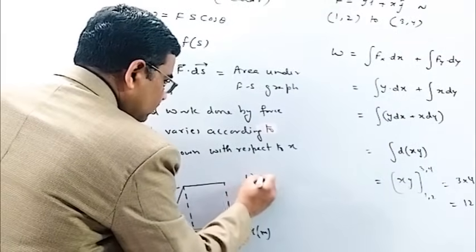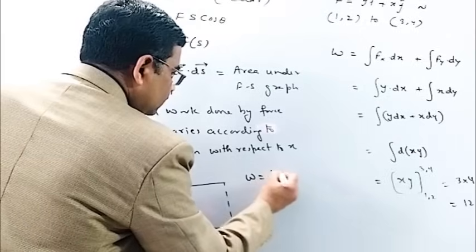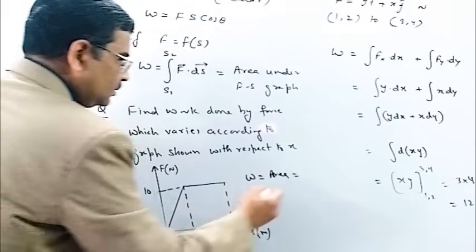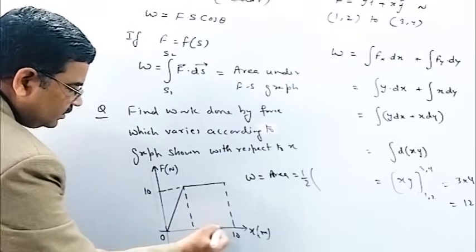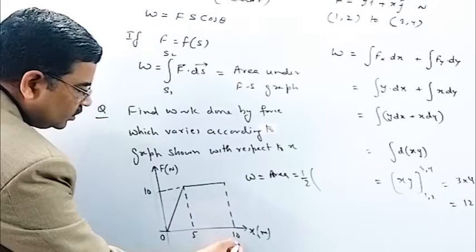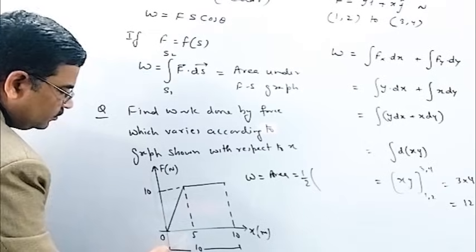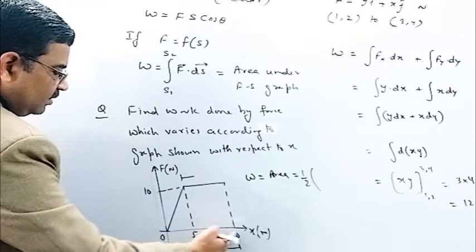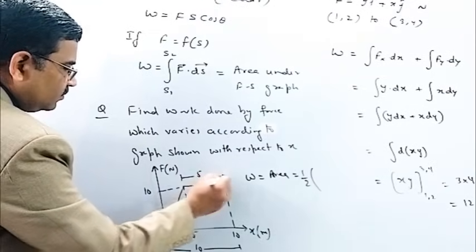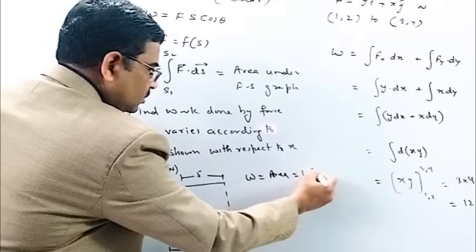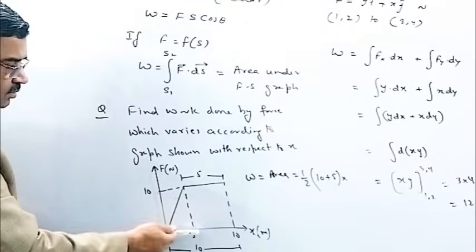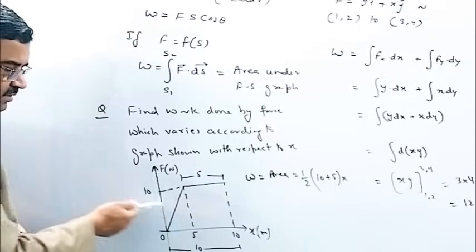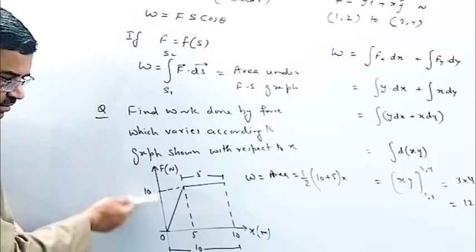So work done is equal to area, and that area is half into sum of the parallel sides. One side is this, the other side is this. Now this side is 10, whereas this side is 10 minus 5, it is 5. So it is 10 plus 5 into the height, or the distance between the two parallel sides. It is given on this axis, it is 10.